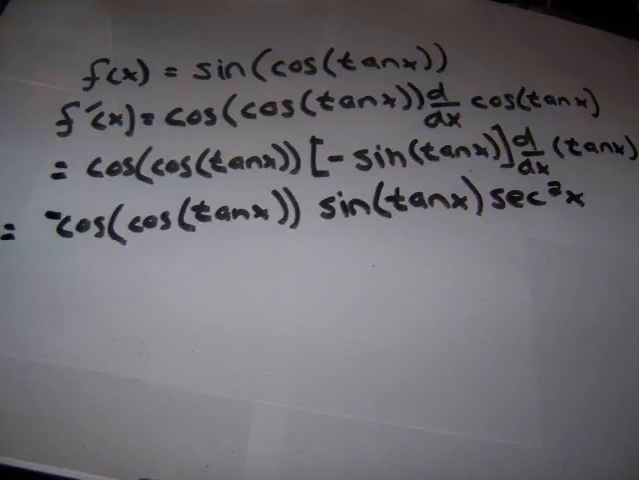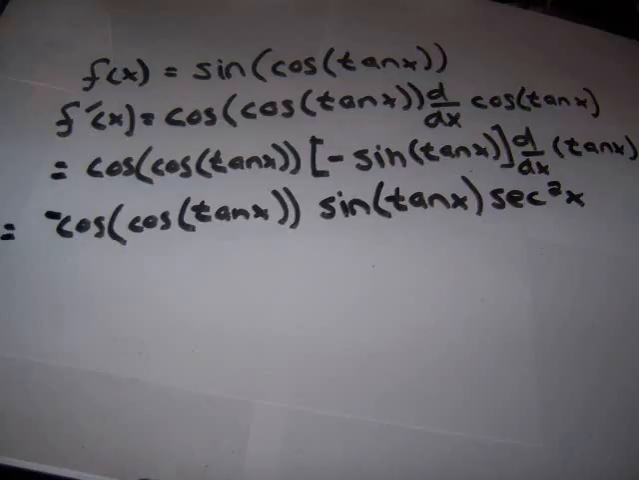Now we will evaluate the function f of x is equal to sine of cosine of tan x. We will use the chain rule twice. f prime of x is equal to cosine of cosine of tan x times the derivative of cosine of tan x. That is the first time the chain rule was applied. This will equal cosine of tan x times negative sine of tan x times the derivative of tan x. That is the second time the chain rule was applied.